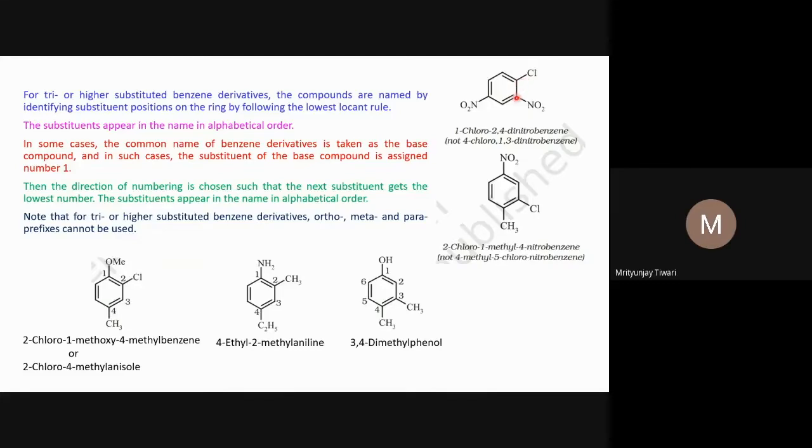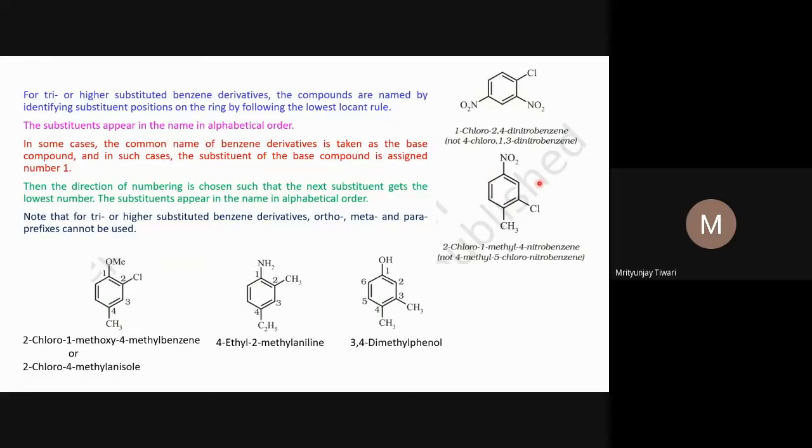Now the numbering is already done, so let's write the name of this compound. In writing the name, we also have to see the alphabetical order of the substituents. This is chloro, C. This is nitro, and this is also nitro, N. So chloro will be written first. It is 1-chloro because the chlorine is at the first carbon atom. So 1-chloro, 2,4-dinitro, and then benzene.